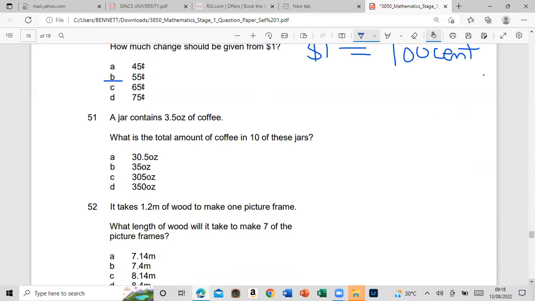All right, a jar contains 3.5 ounces of coffee. What is the total amount of coffee in 10 of these jars? So one jar contains 3.5 ounces and you have 10 jars. How much in 10 jars?